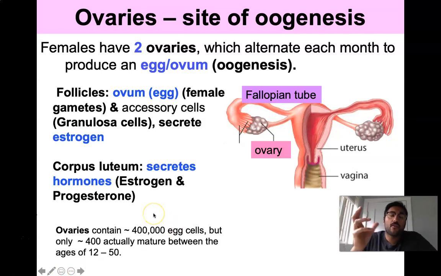So your ovaries contain about 400,000 egg cells, but only about 400 are actually going to mature in a reproductive life of around ages 12 to 50. And so although you have 400,000 egg cells, only about 400 will actually mature into ovum, which are able to be fertilized.